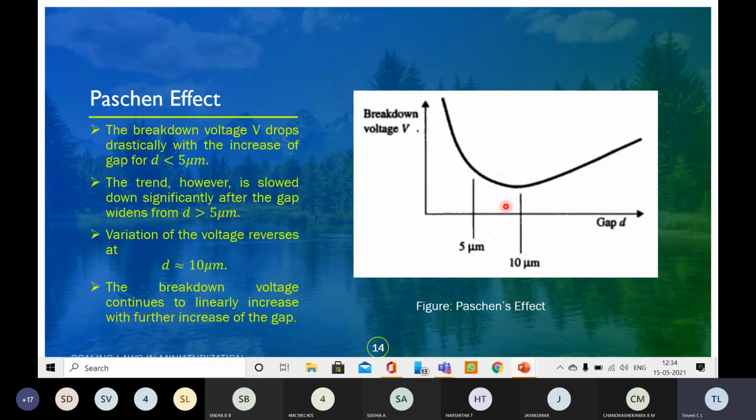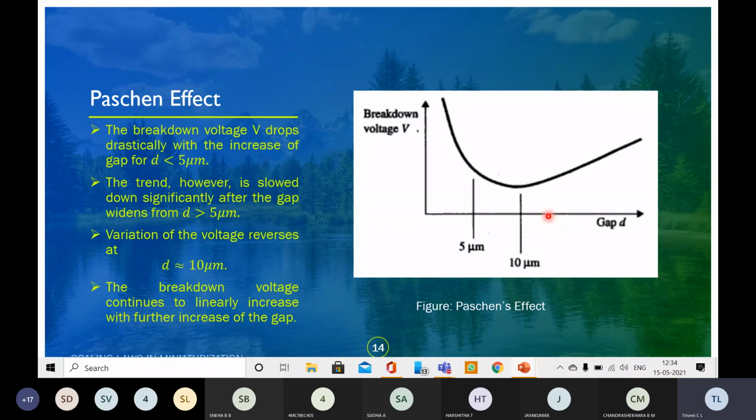So the variation will reverse at around 10 micrometer. You can see in this figure how the variation of this voltage reverses at this point here. The breakdown voltage will continuously increase from this point. Further, if you go on increasing the gap, it will go on increasing. But at the point of D equal to 10 micrometer, the variation will be reversed. So that you can consider here.